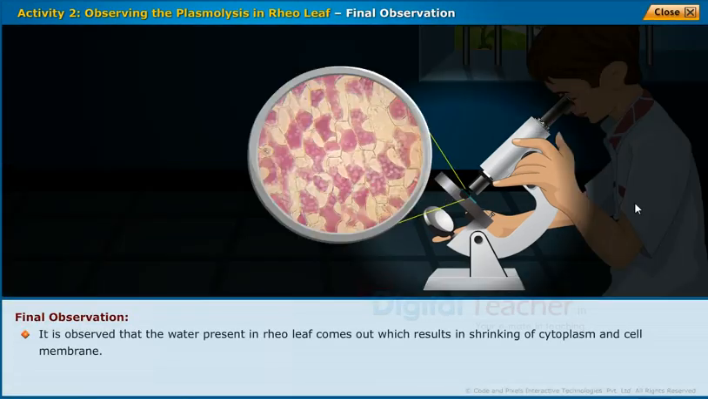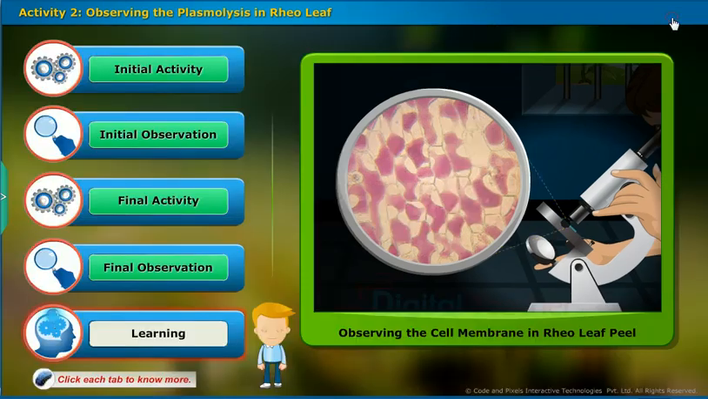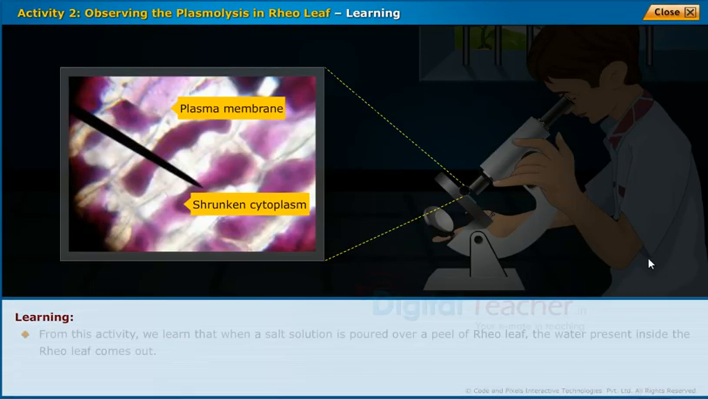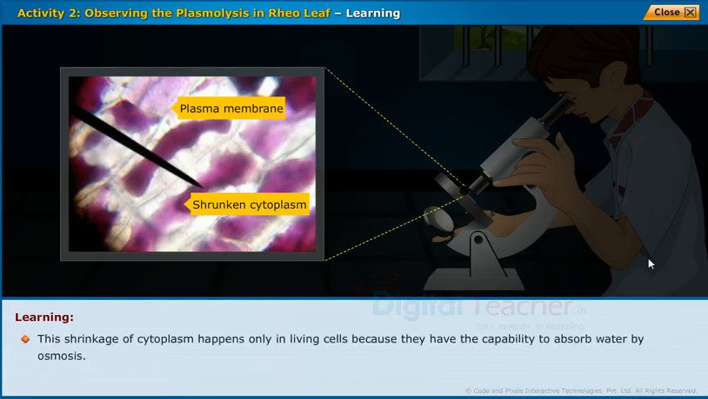It is observed that the water present in rheolith comes out, which results in shrinking of cytoplasm and cell membrane. From this activity, we learned that when a salt solution is poured over a peel of rheolith, the water present inside the rheolith comes out. This leads to the shrinking of cytoplasm along with the cell boundary. This shrinkage of cytoplasm happens only in living cells because they have the capability to absorb water by osmosis.